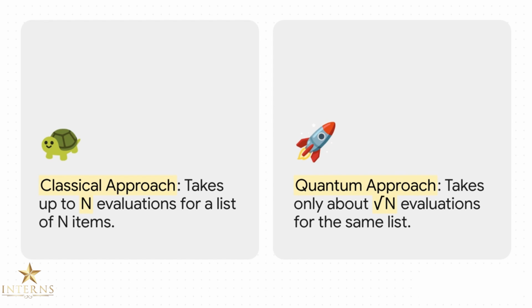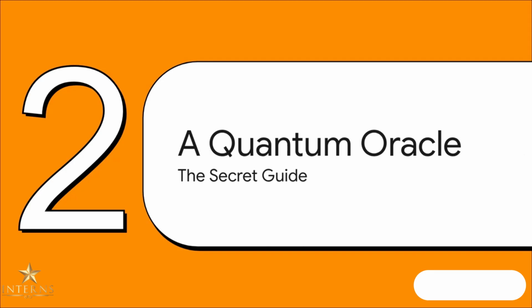But look at the quantum approach, O(√N). That little square root symbol, that changes everything. Instead of a million checks, you're now looking at closer to 1,000. This isn't just a little bit faster, it's a completely different ballgame. So how on earth does a quantum computer pull this off?